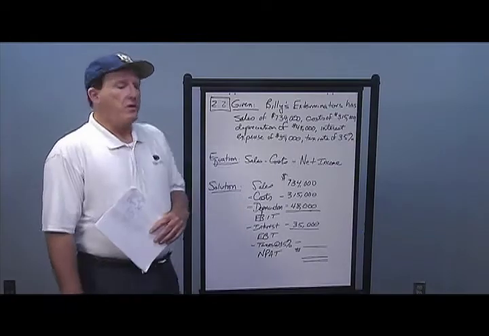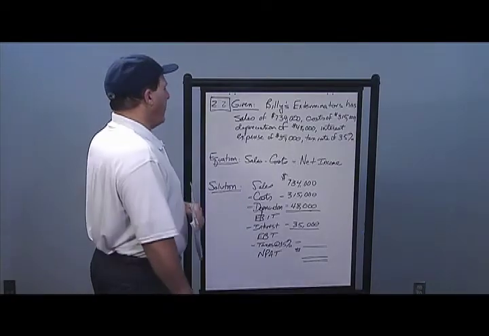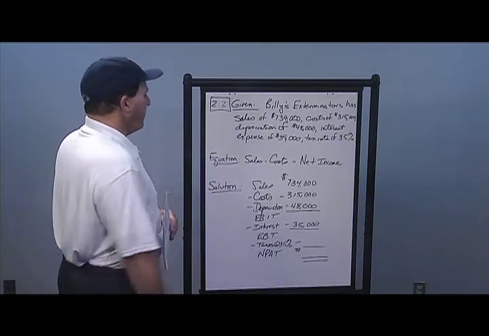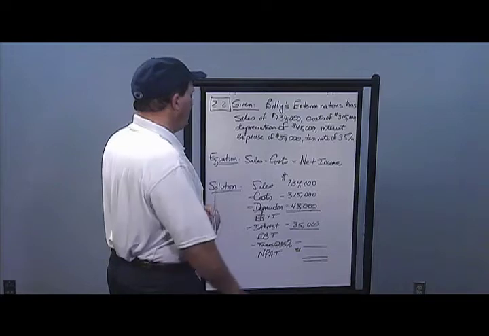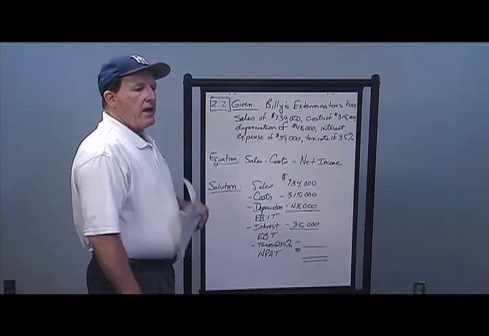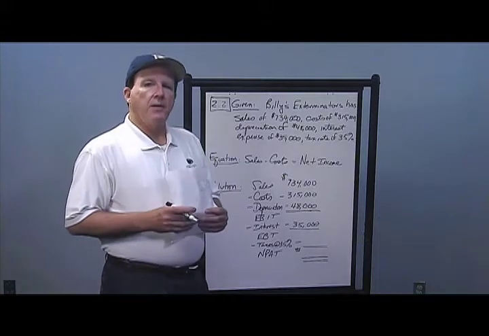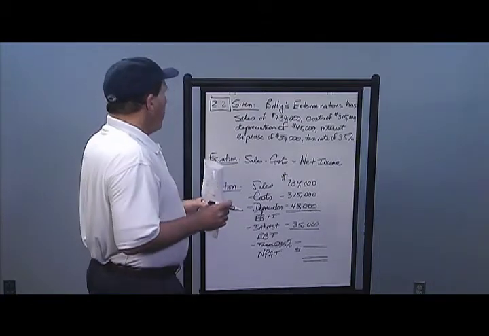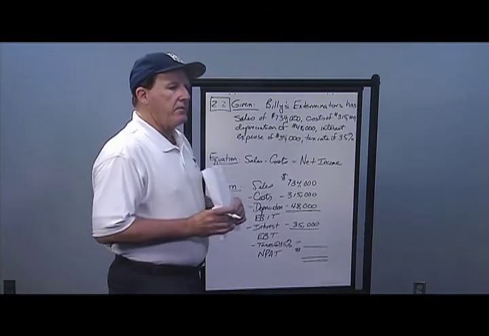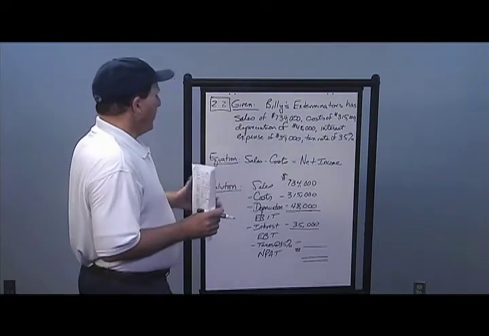In problem number 2, we have Billy's Exterminators has sales of $734,000, cost of $315,000, depreciation of $48,000, interest expense of $35,000, and tax rate of 35%. And the question is, find the net income, or NPAT. The formula we're going to use, the equation is sales minus cost equals net income, the basic income statement equation. And we start filling in the holes again.